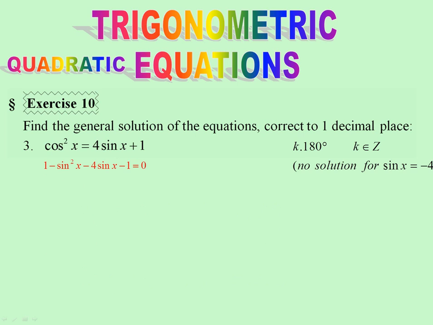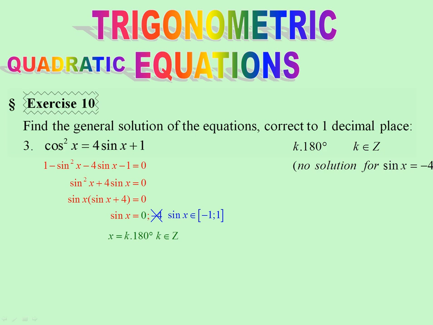Let's have a look at this one. 1 minus sine squared x minus 4 sine x minus 1 equals 0. That looks like an answer there already, but never mind, let's work through it. Sine squared x plus 4 sine x equals 0. Take out a common factor of sine. We end up with sine x equaling 0 or negative 4. No. Remember, sine only goes between negative 1 and 1. That's the range of sine, from negative 1 to 1, so negative 4 we cannot have.